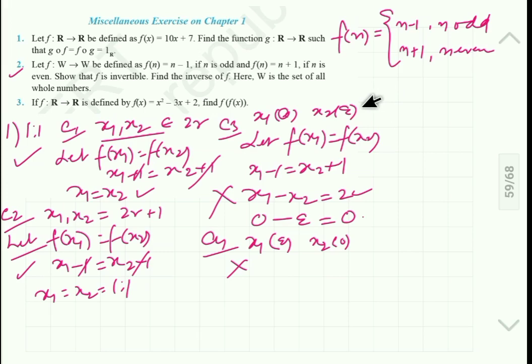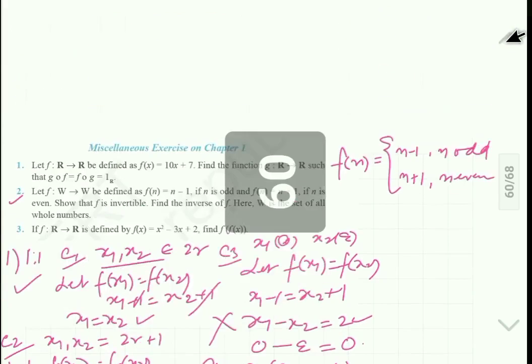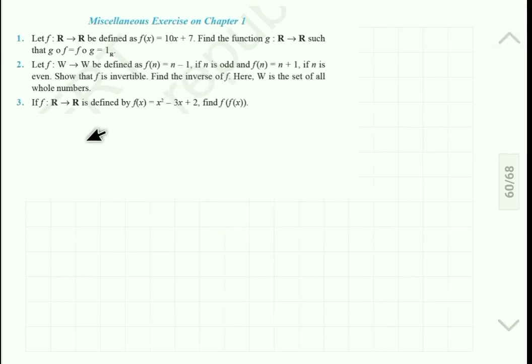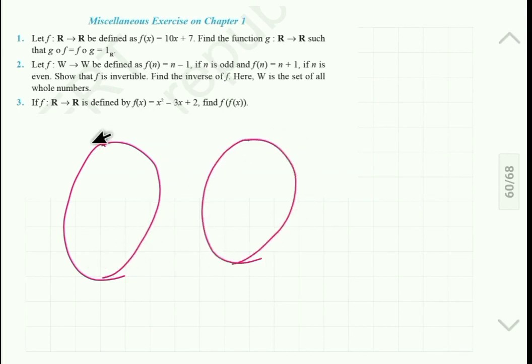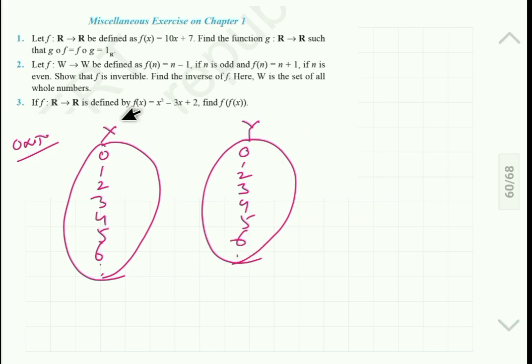Onto means range should be equal to codomain, correct? So let us see how do we do it. We can show it with the help of a mapping diagram. We are having this as set X, this set as capital Y. We are showing whether it is onto. So it is 0, 1, 2, 3, 4, 5, 6 and so on. 0, 1, 2, 3, 4, 5, 6 and so on. Right?